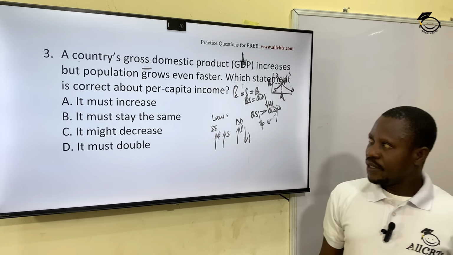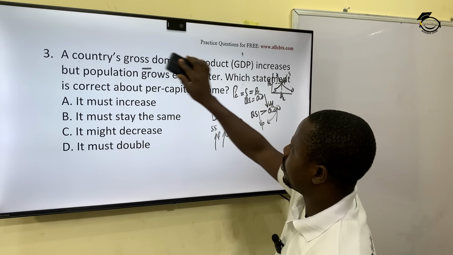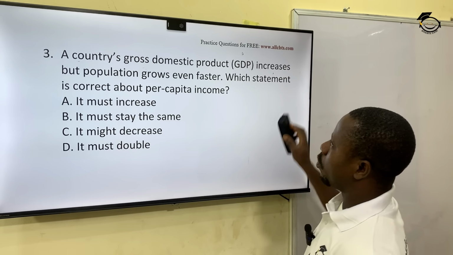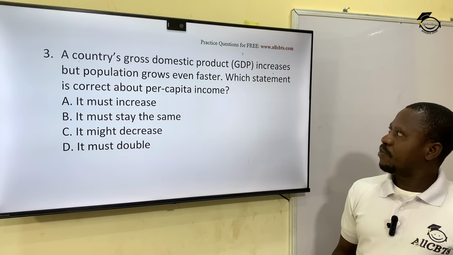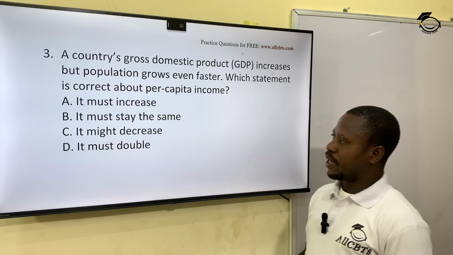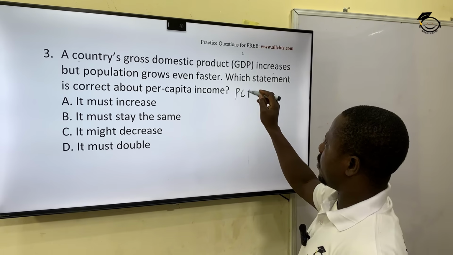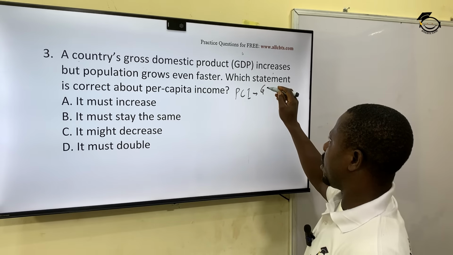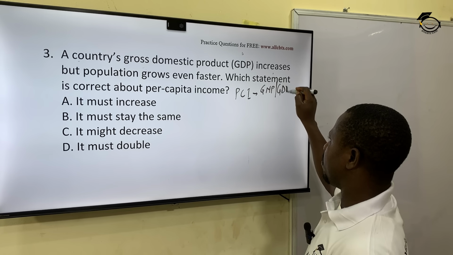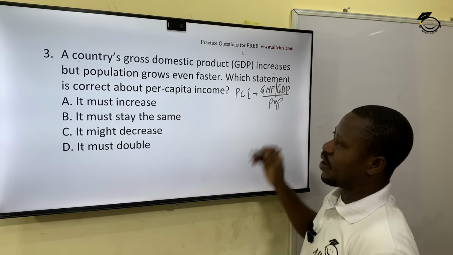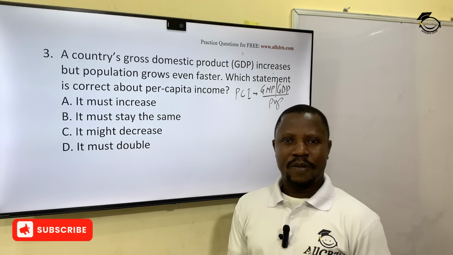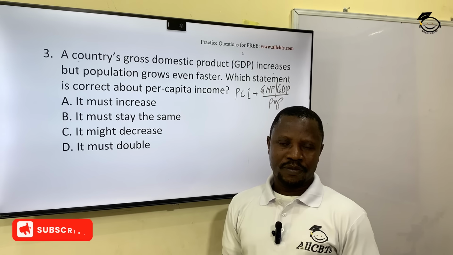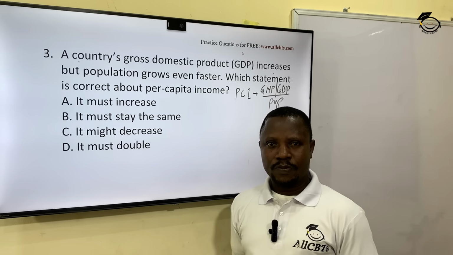Very well. A country's gross domestic product, GDP, increases, but population grows even faster. Which statement is correct about per capita income? Per capita income, PCI, is talking about the income per head of the population. That is the GNP or the GDP, whichever one of them, over population. When they divide what a country generates in a year by the total population of that country, what is the income per head of each individual? And that determines the standard of living of the people of that country.